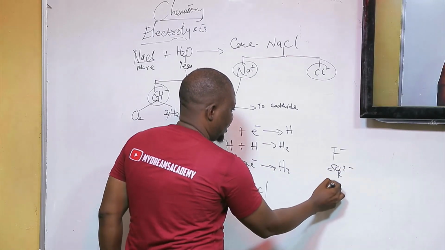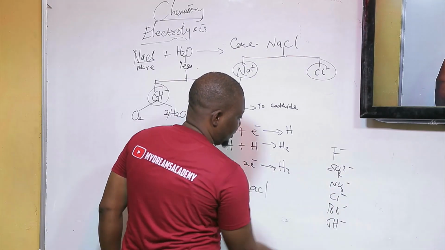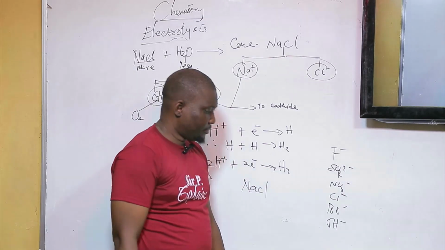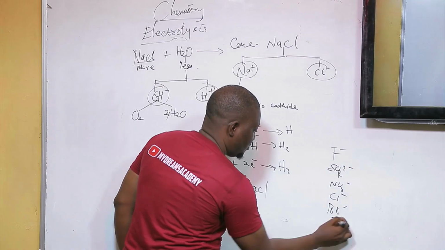But at the anode, if you look at the ions at the anode, you see the charges appear to be this, and this. I think iodine should be somewhere, I don't know. Okay, no, iodine should be here. Cl, then OH minus.